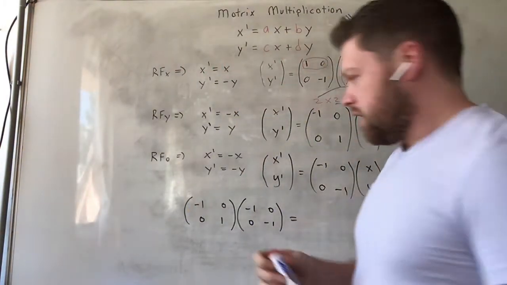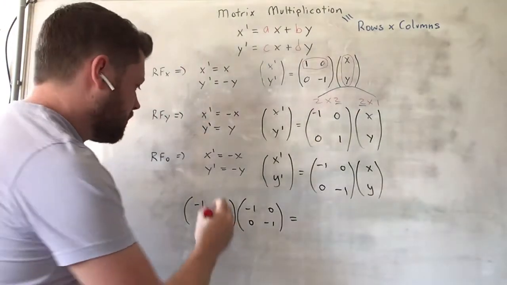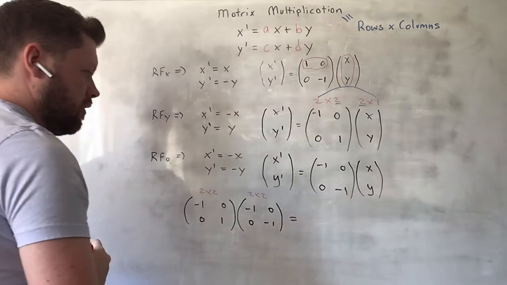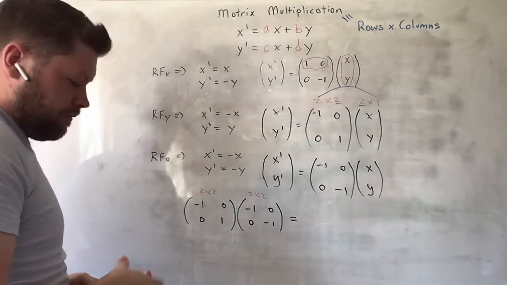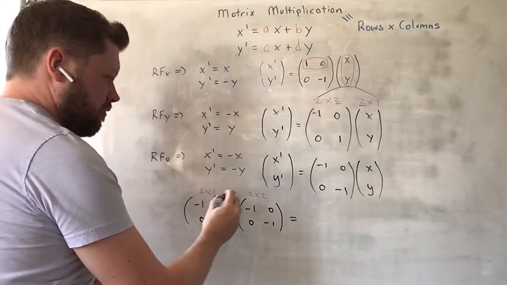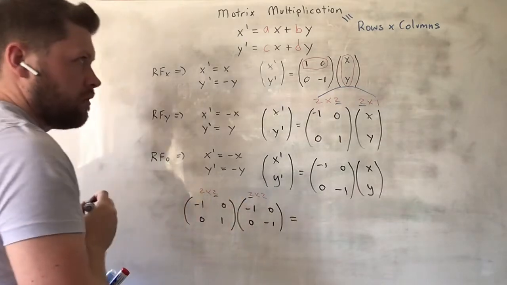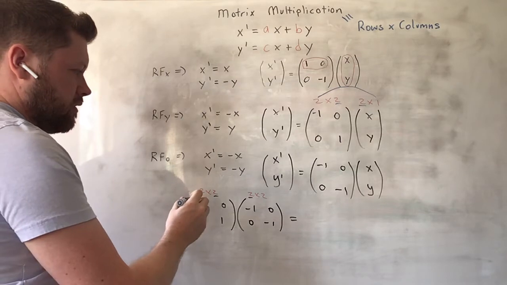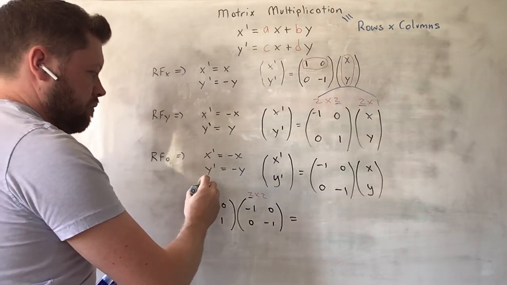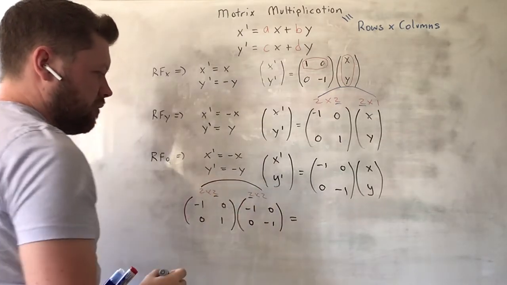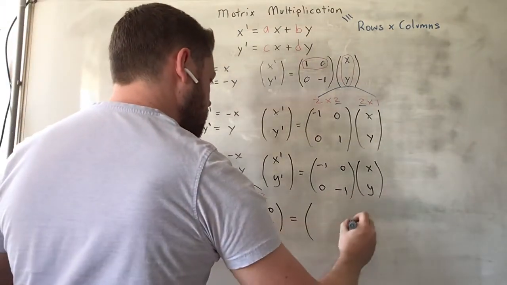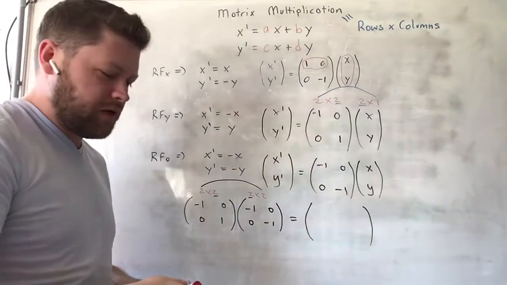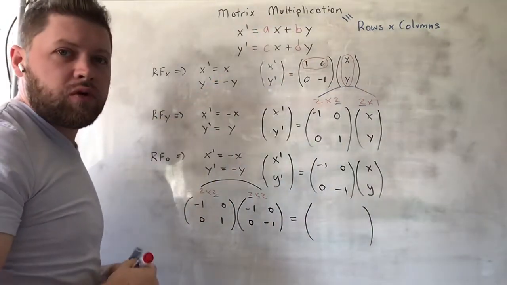Well, first of all, you have to ask yourself, can this be done? This is a 2 by 2 times a 2 by 2. Okay, it can be done because there's the same number of columns as rows, and the result is a 2 by 2. So we expect to get a 2 by 2. What you do is you do the same thing. You go rows by columns.